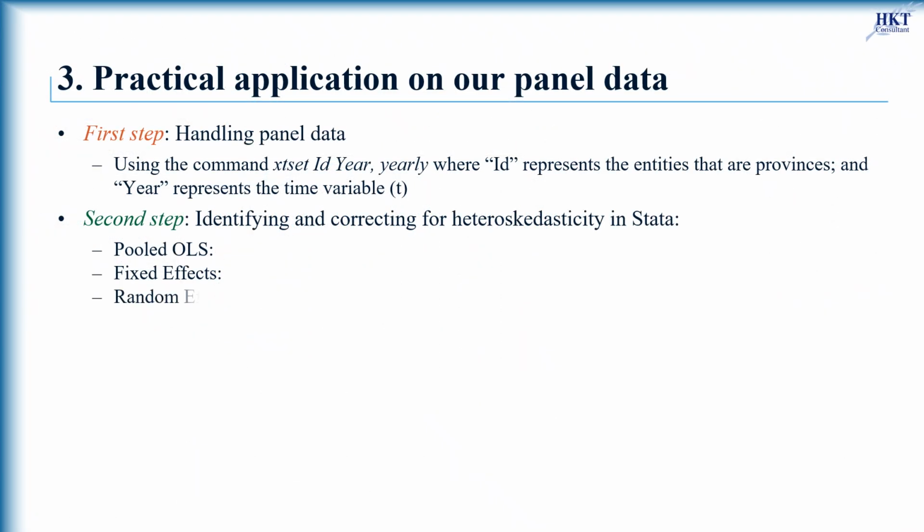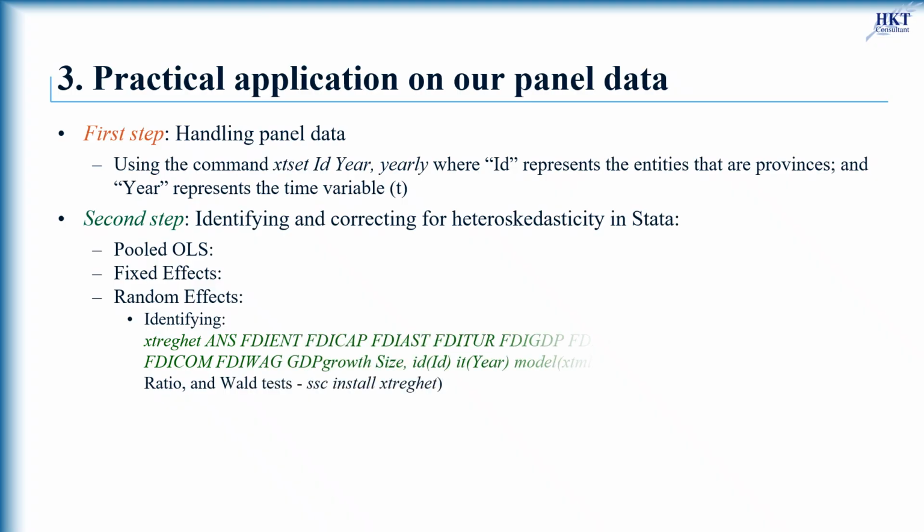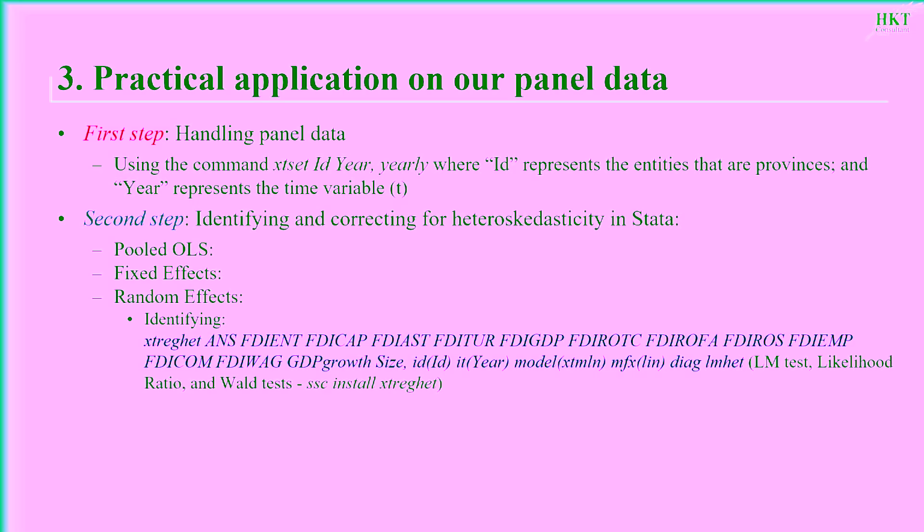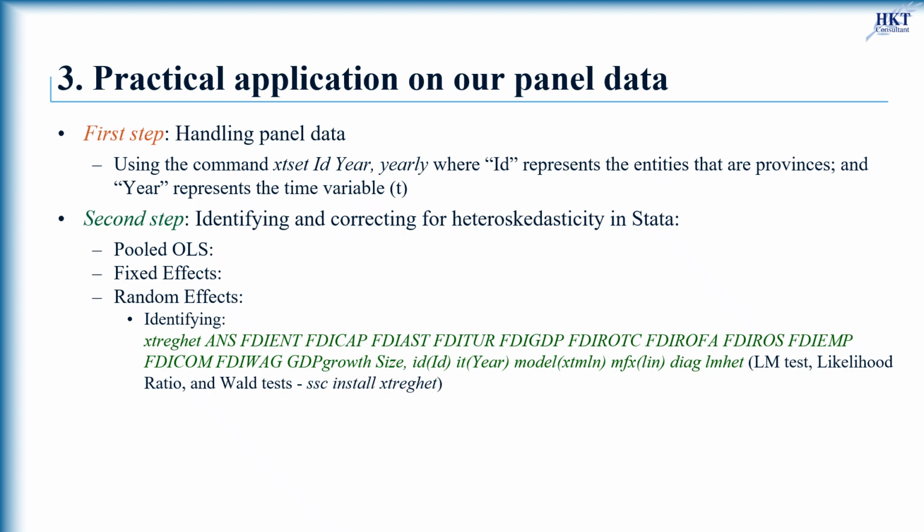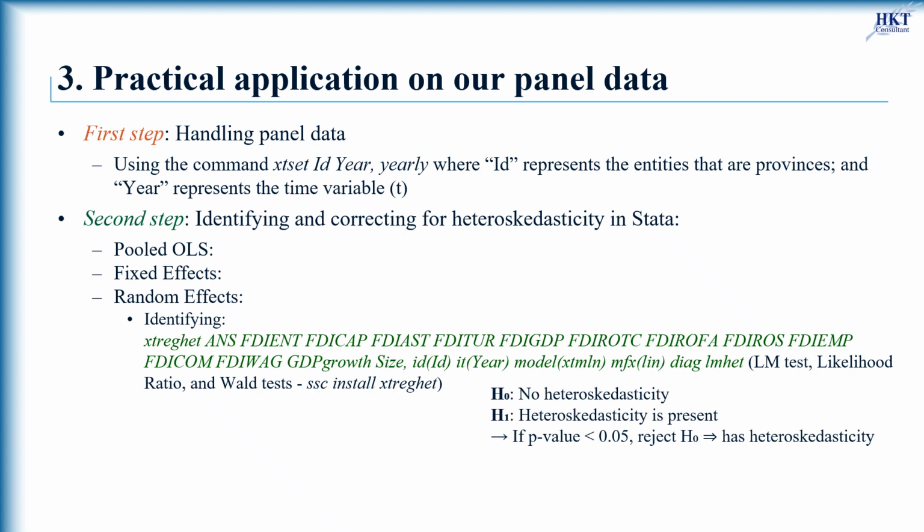For identifying heteroskedasticity in the random effects model, we use the command xttest2 or xtgls, that is a user-written command. Therefore, if Stata returns an error indicating the command is not recognized, you need to install it manually, by running the command ssc install xttest2, in the command line. If the Lagrange multiplier, likelihood ratio, and Wald tests are statistically significant, with a p-value less than 0.05, it indicates the presence of heteroskedasticity in the panel data. If the result is not significant, the assumption of homoskedasticity holds.